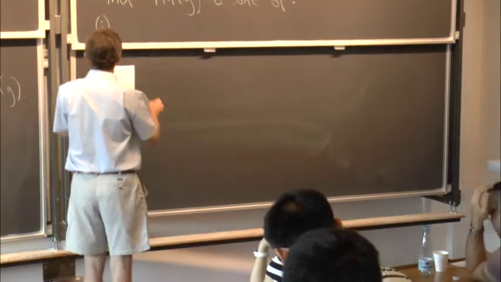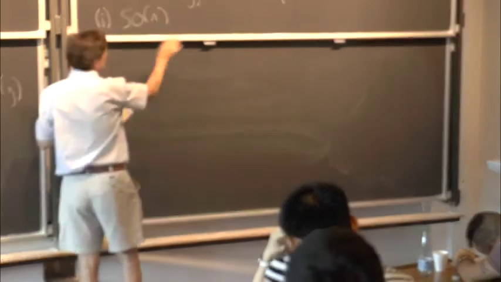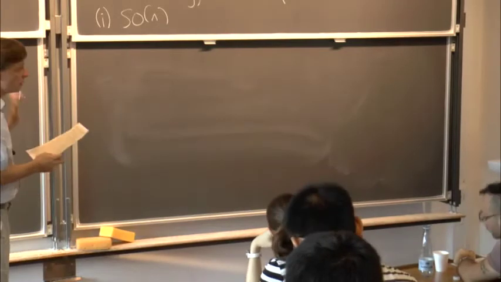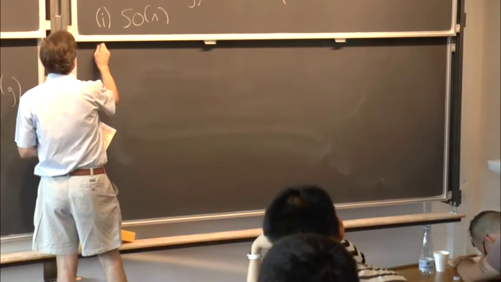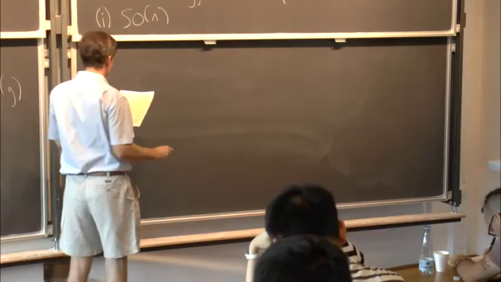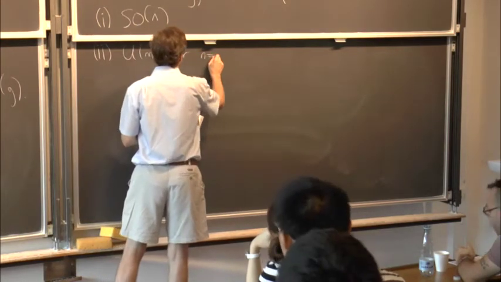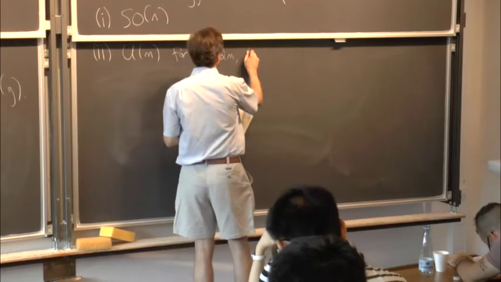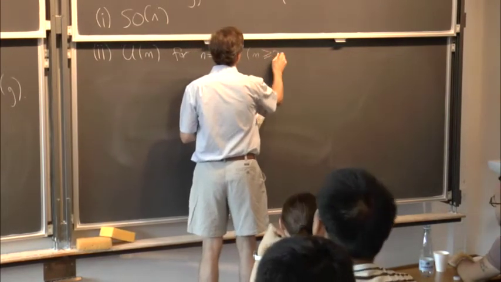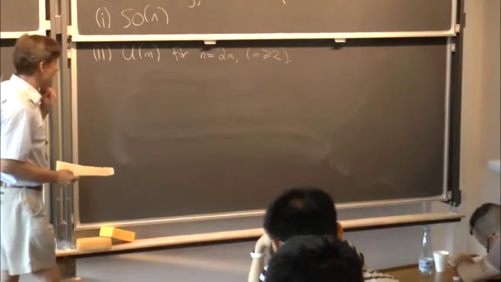Firstly, SO(n). So I'm going to leave a bit of space on the right-hand side to write some extra stuff. Secondly, U(m) for n equals 2m. And, well, we can, if we like, put in the restriction m is greater than 2.